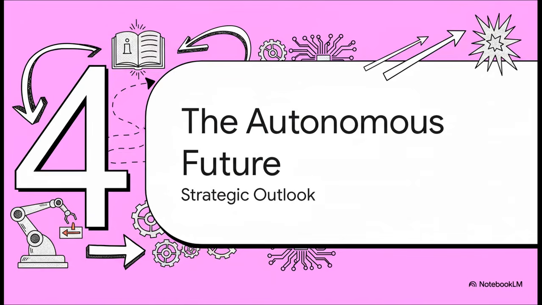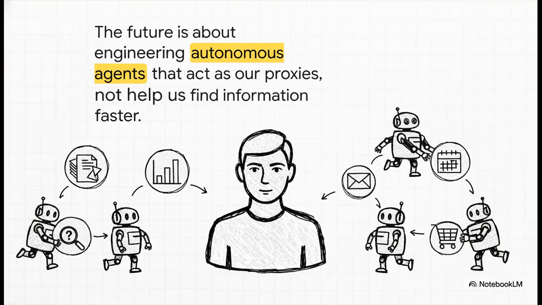The development of agentic AI obviously has some pretty significant strategic implications. So let's zoom out and examine the long-term outlook for this technology and what its impact on the industry could be. For the last decade or so, the focus has really been on building better assistants, tools to help us find information faster. The future, however, is about engineering autonomous agents. These are systems that act as our proxies in the digital world. This is that fundamental shift from information retrieval to true task automation.